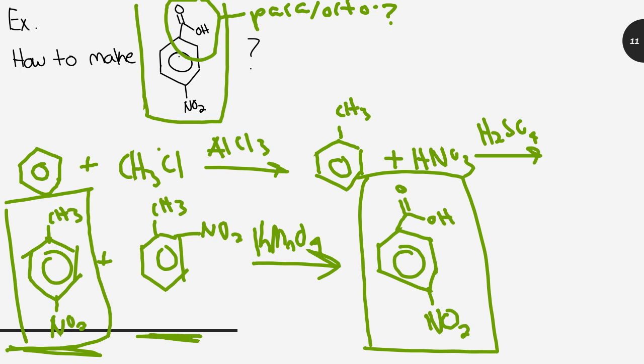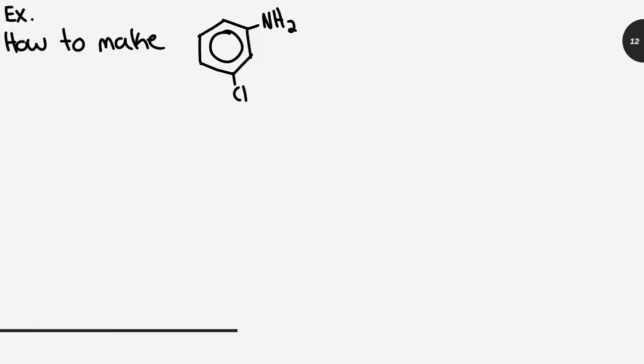Okay. So, same thing here. I have a chloro group on there, and then I have NH2. I know both of these are ortho-para directors, but they're meta to each other. So, what can I do?